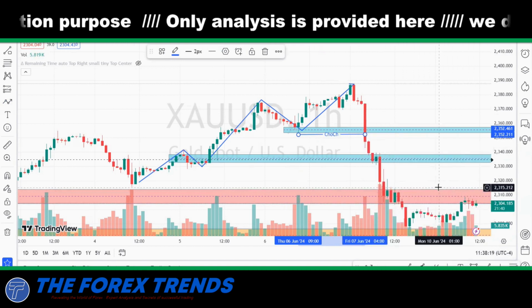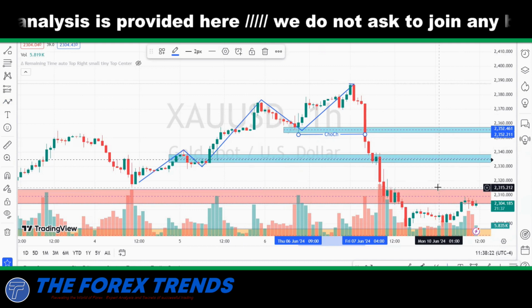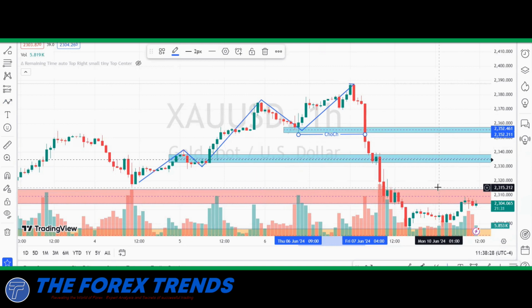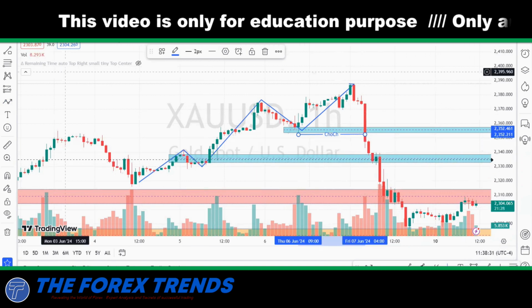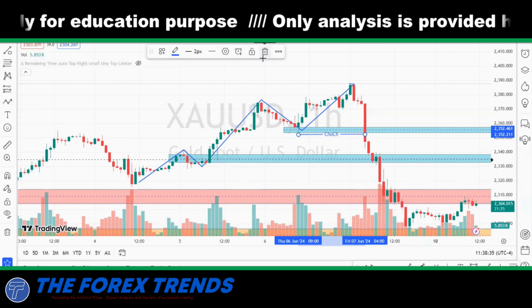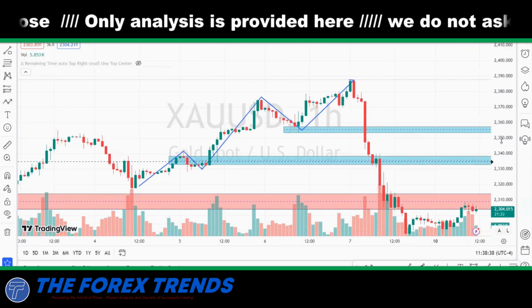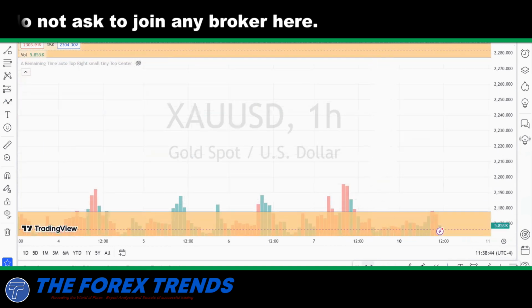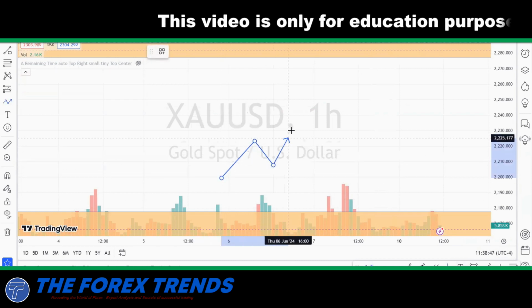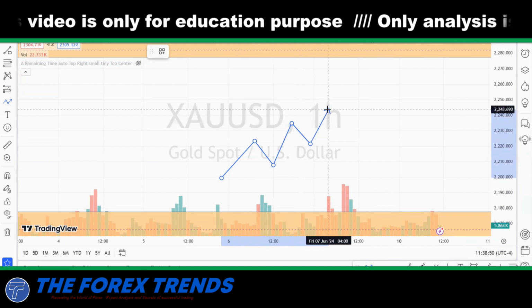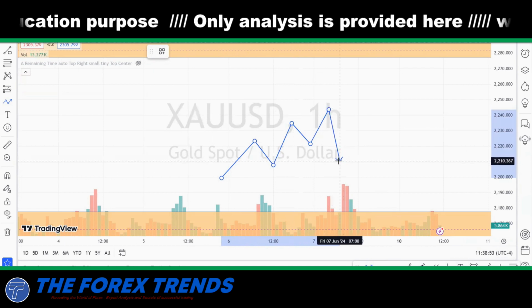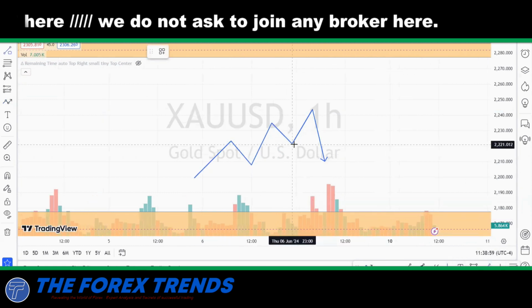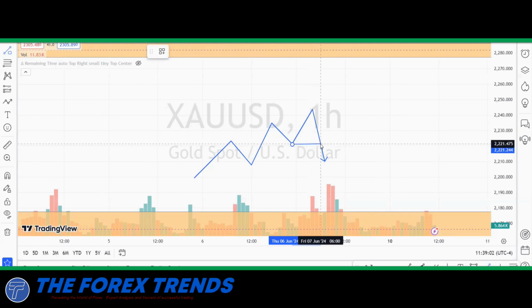Okay guys, if you regularly watch my videos, you know how change of character is formed and how to trade it. If you're new to this channel, then let me explain once again how to work with change of character. Whenever the market is creating higher high, higher low, higher high, higher low, like this structure, and breaks the last support with momentum candles, in that situation this will be our change of character.